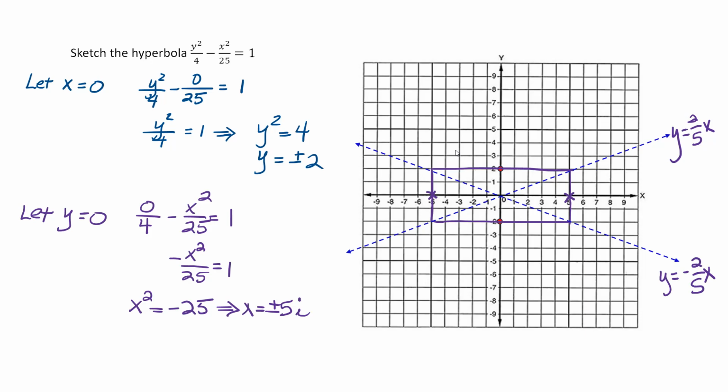Now we can draw the hyperbola through the points that are actually on the hyperbola on the y-axis, plus 2 and minus 2, and we want it to approach the 2 asymptotes.